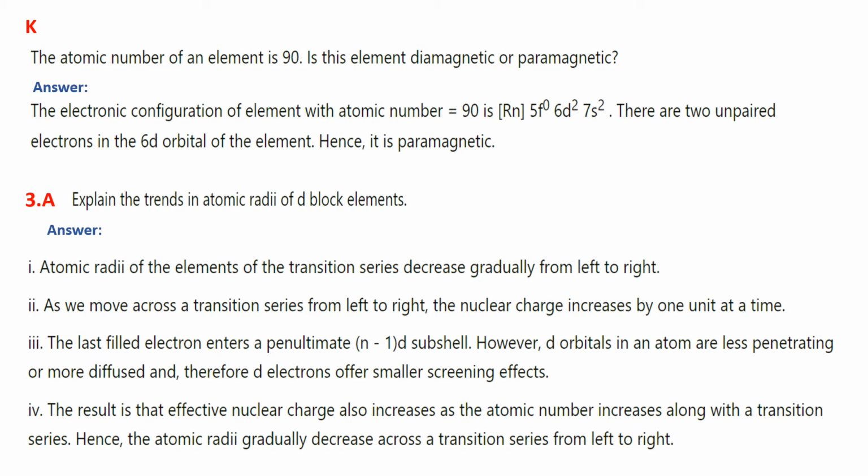However, d orbitals in an atom are less penetrating or more diffuse, and therefore d electrons offer a smaller screening effect. The result is that effective nuclear charge also increases as the atomic number increases along the transition series. Hence, atomic radii gradually decrease across the transition series from left to right.